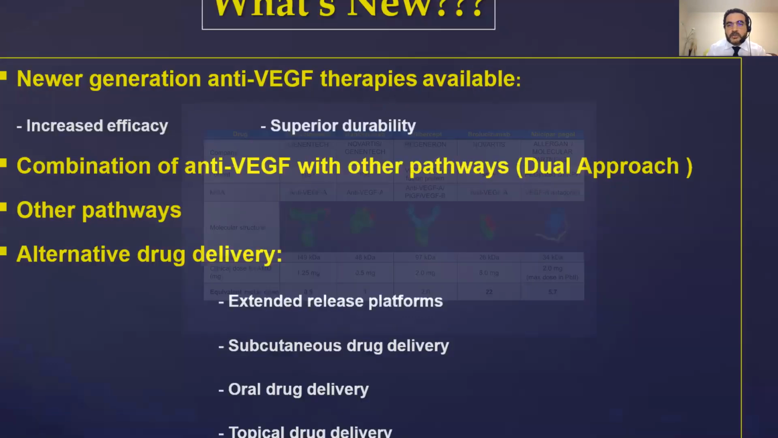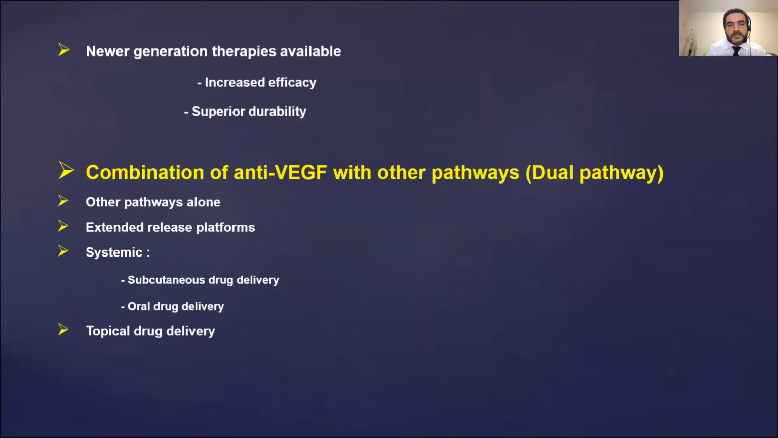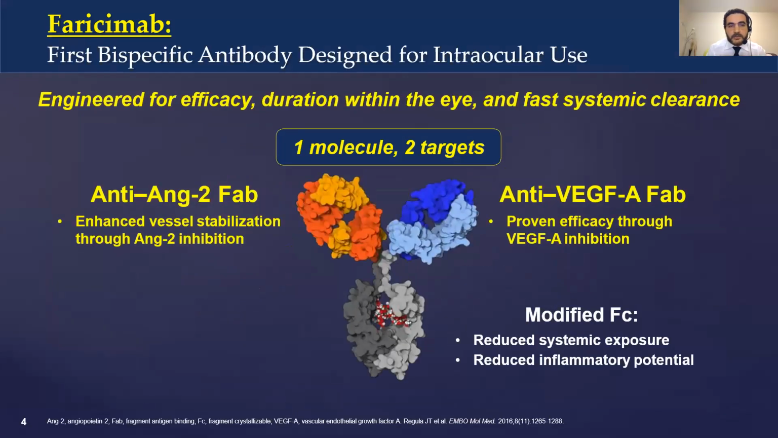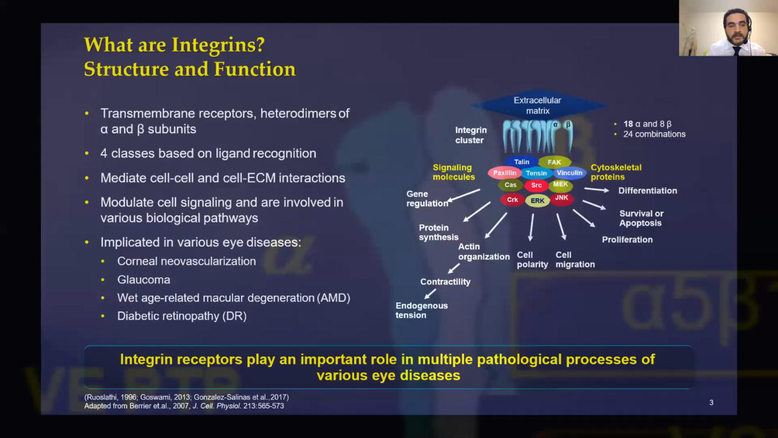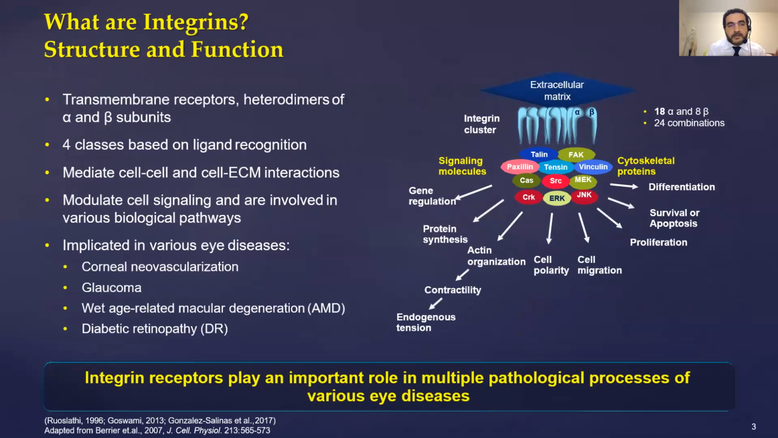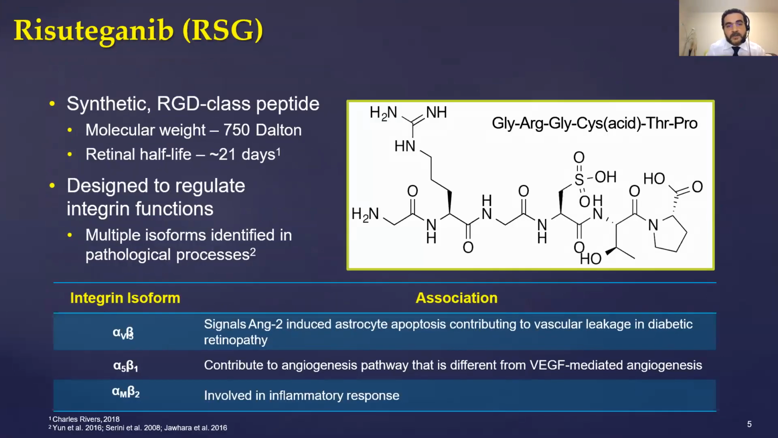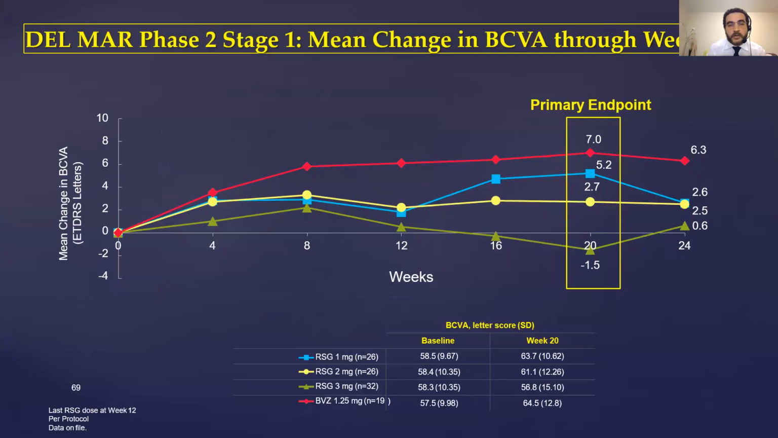The new drugs coming to the market soon are brolucizumab and abicipar. There is also another dual-action drug, faricimab, which targets anti-angiopoietin 2 in addition to anti-VEGF. This is the Boulevard study. I'll not go through it for the sake of time. Regarding the integrin pathway, some integrin receptors have a role in the pathogenesis of vitreoretinal disease, and they are investigating a drug called RGD. We're waiting for the results of the study, called Delmar, now in phase 2.